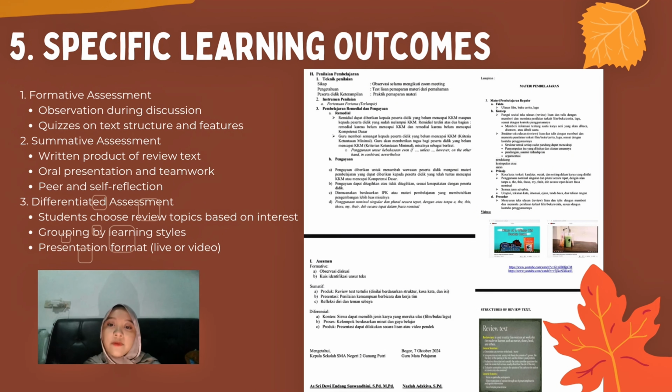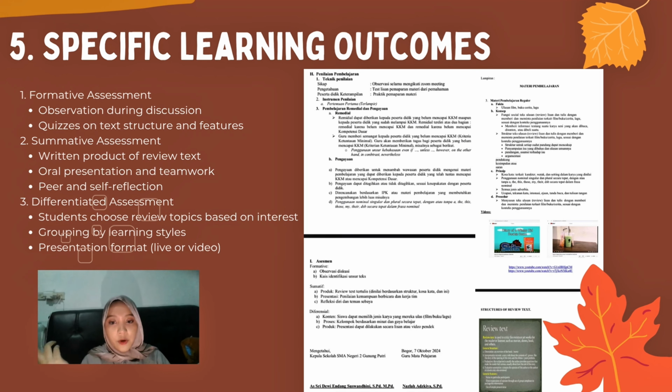So based on the teaching plan and syllabus right there, the fifth is assessment. The first one is formative assessment: observation during discussion and quizzes on text, structure, and features. The second one is summative assessment: written product of review text, oral presentation and teamwork, peer and self-reflections. And the third one is differentiated assessment. Students choose review topics based on interest, grouping by learning styles, and presentation format, live or video.